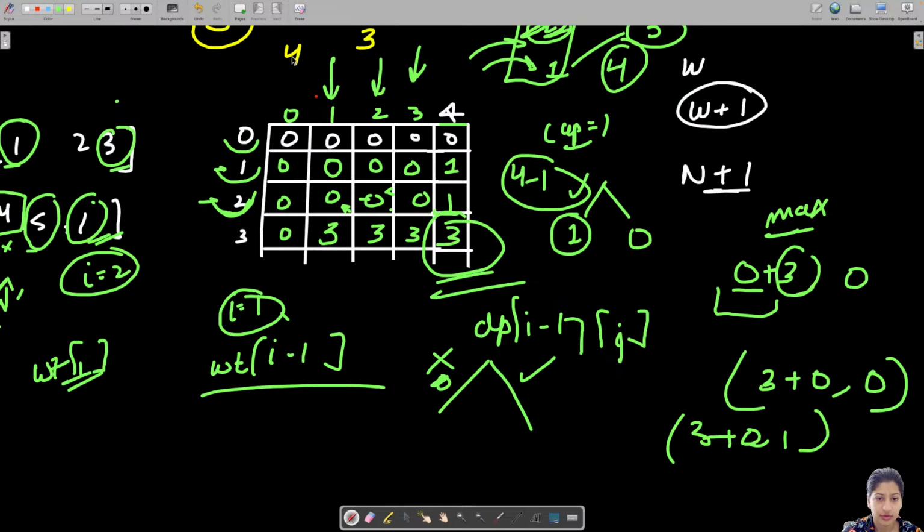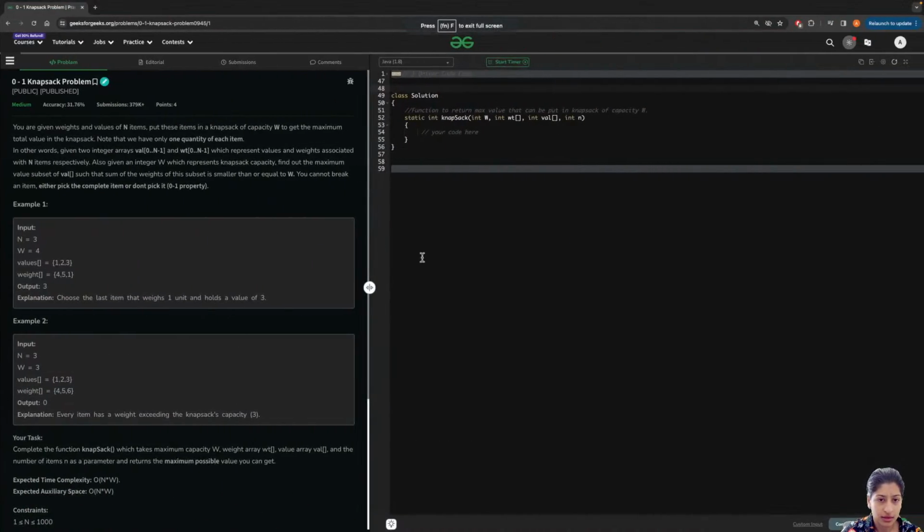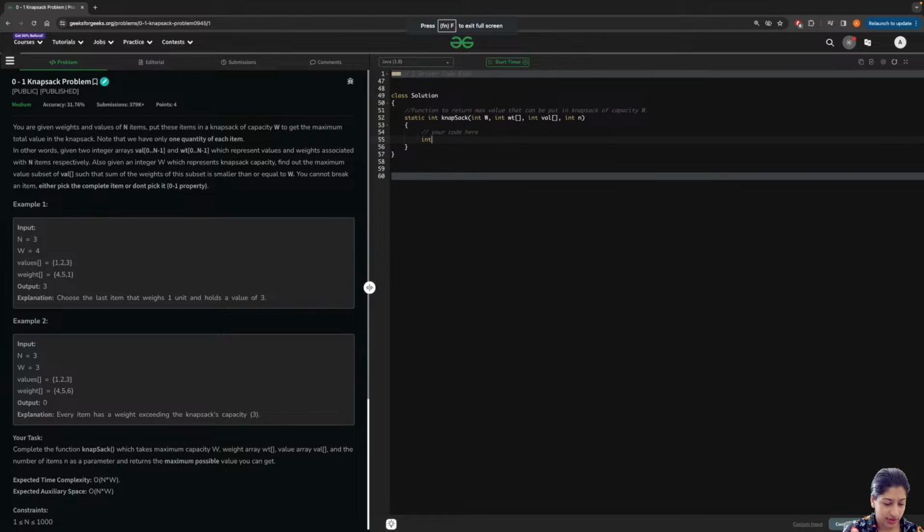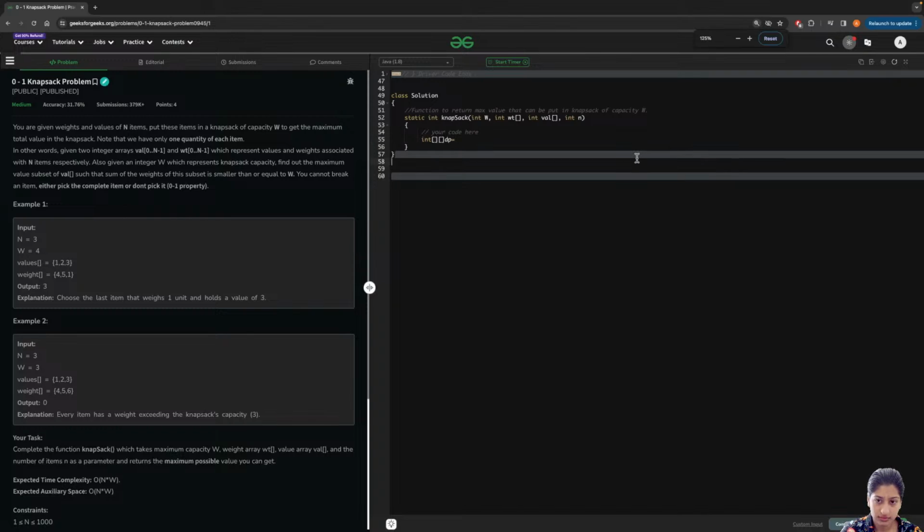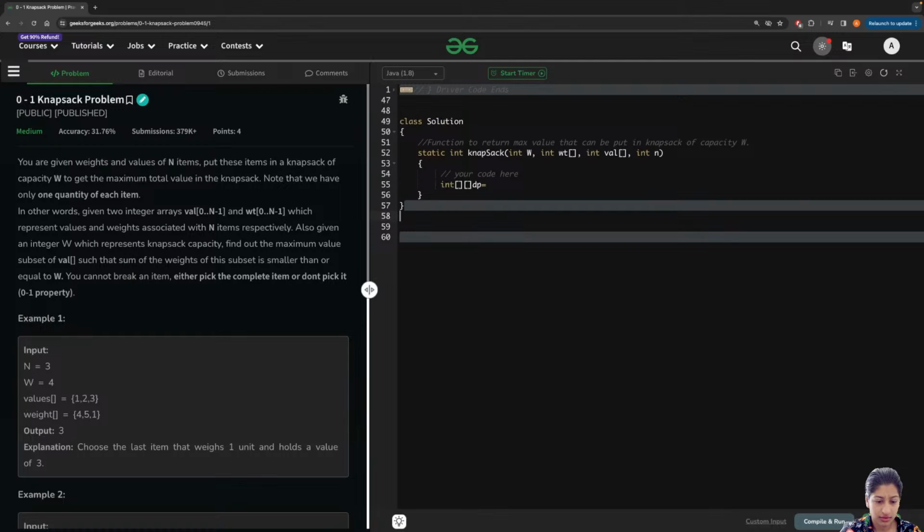Okay, let's have a look. Very simple code. I am going to create a 2D DP array. Again, I'll just increase the font. It's fine now. New int, and the sizes will be the number of rows and number of columns. Number of rows is going to be n plus 1, as I told you, and number of columns will be the total weight of the knapsack that has been given to you, w plus 1.